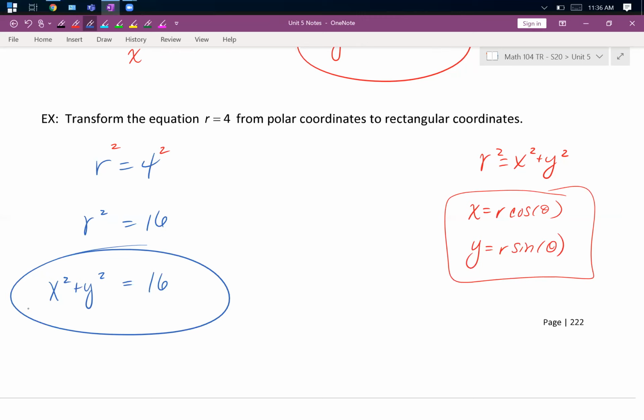Questions on plotting points in polar, converting points and equations between rectangular and polar coordinates? Questions at all on that?